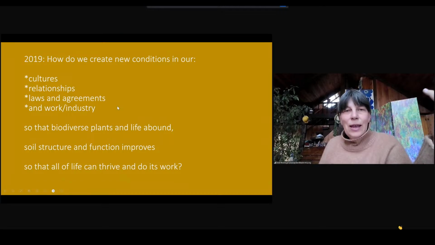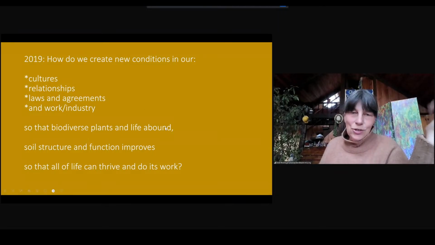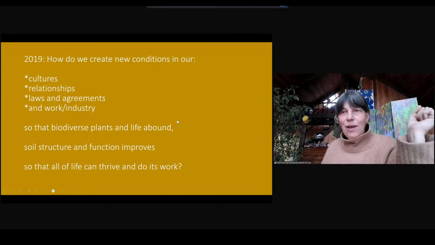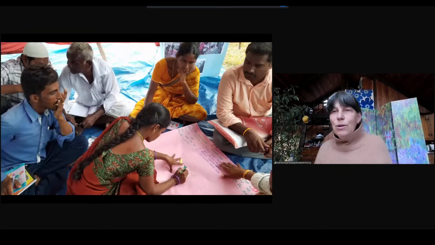2019, how do we create new conditions in our cultures and relationships and laws and work so that plants and life abound, soil function and structure improves, so all of life can thrive and do its work? The videos from our conferences made their way to India, and there are now 1 million farmers who have changed the way that they're farming, in part because they're starting to understand that water might be accessible even when it's not obvious. So they developed something called pre-monsoon dry sowing, where they're able to get crops year round.